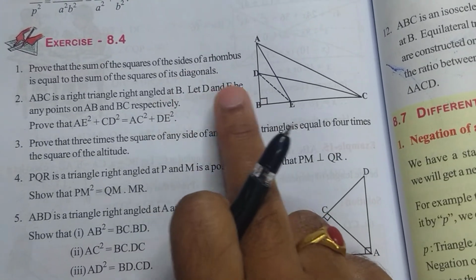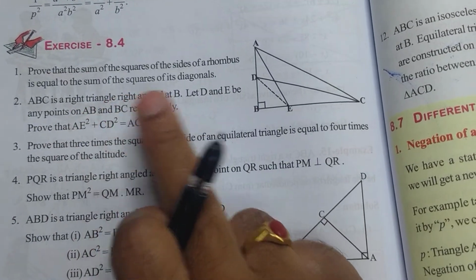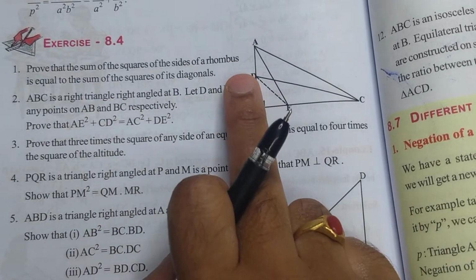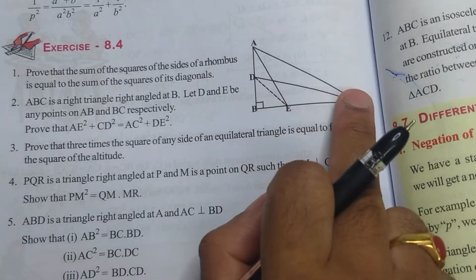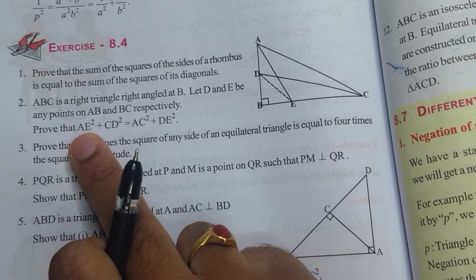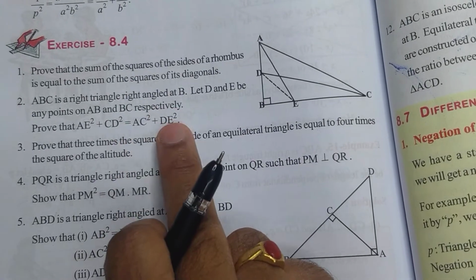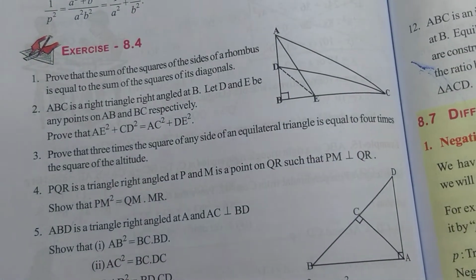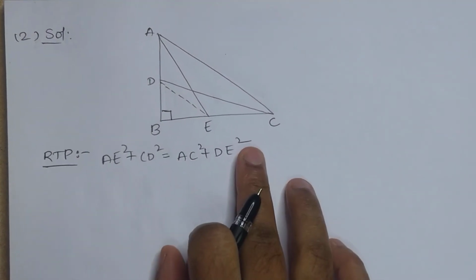Let D and E be any points on AB and BC respectively. So they told that D is a point on AB and E is a point on the side BC. What we need to prove here? AE square plus CD square equals to AC square plus DE square. This is what we need to prove.